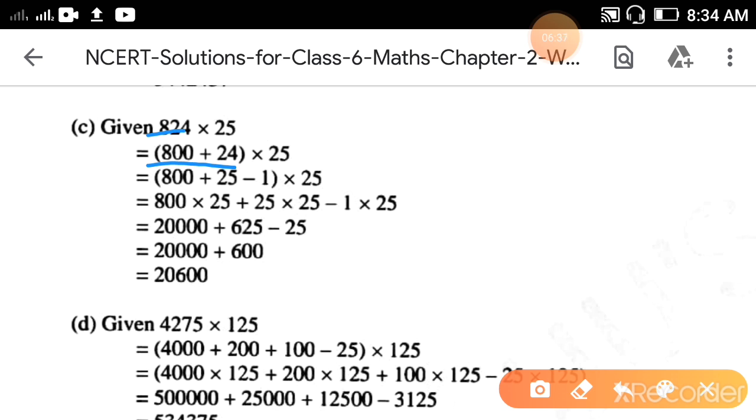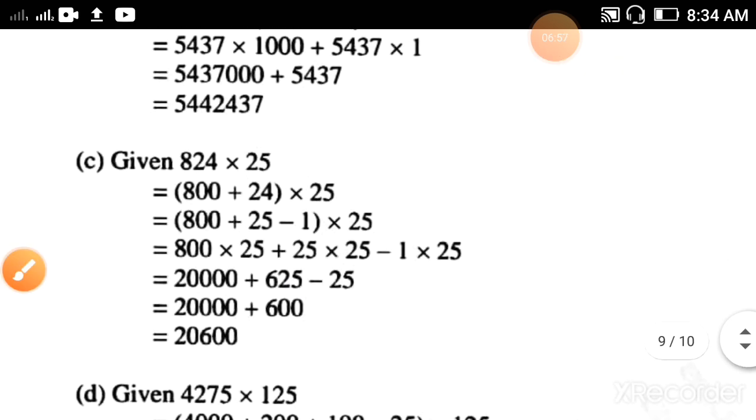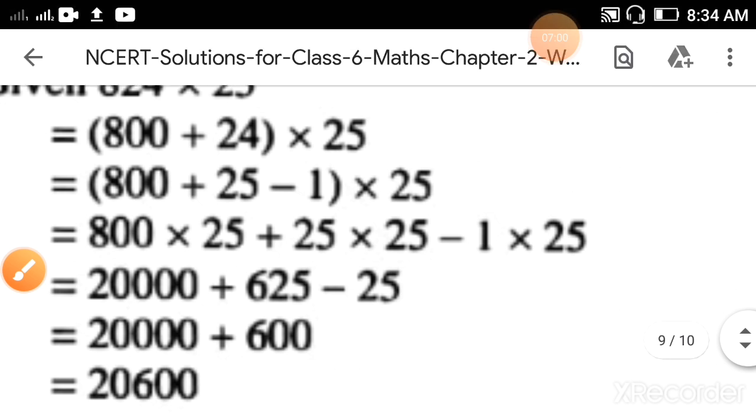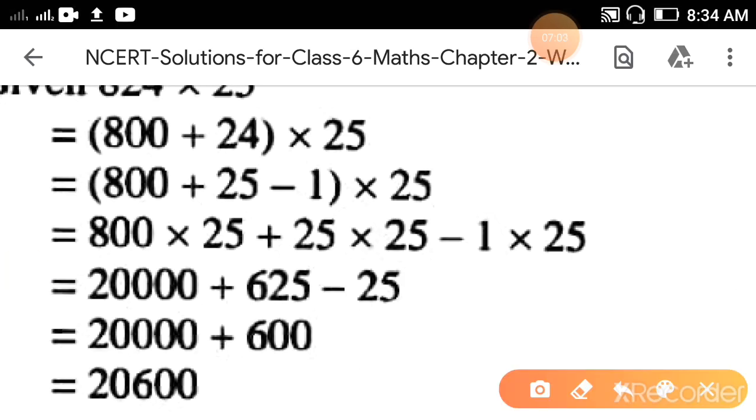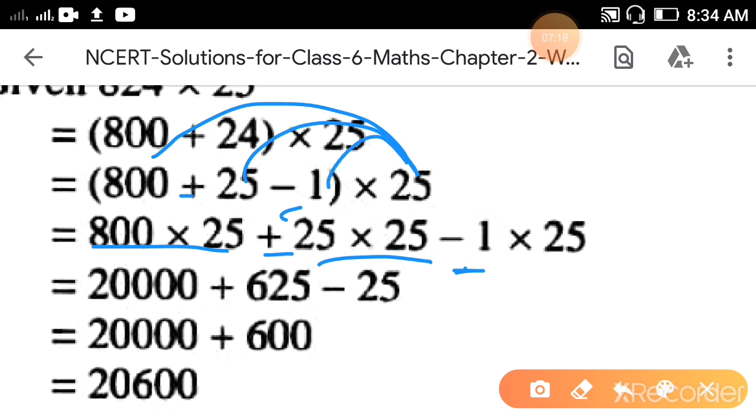Now this 24 you can write as 25 minus 1, because it is easy to multiply 25 instead of 24. So once again it is 25 minus 1. Now again, step by step you have to multiply this 25 with all three numbers. First 800 into 25, then plus sign, again 25 into 25, then minus sign, then 1 into 25.